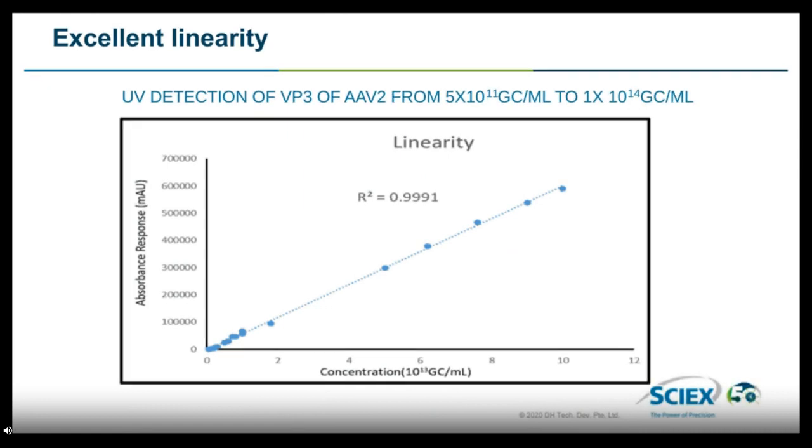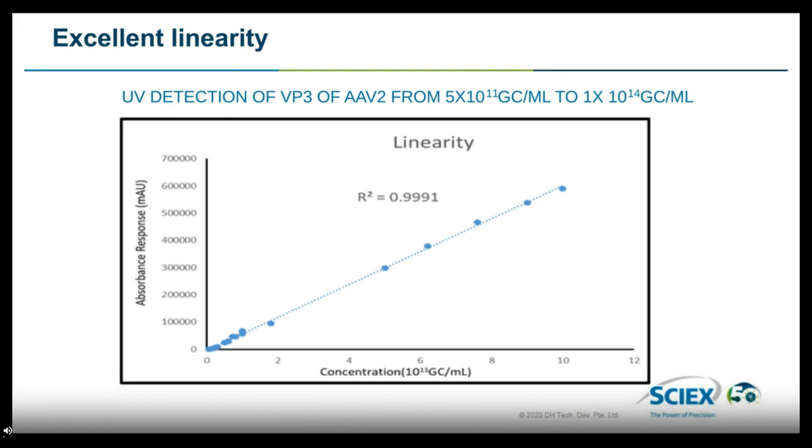And this approach is very linear for looking at viral proteins. And here you can see a linear trace. This is done with UV analysis. So here you see that it's linear from 5 times 10 to the 11 gene copies per mil up to 10 to the 14 gene copies per mil. And this is standard for CE, so it produces a very linear trace.